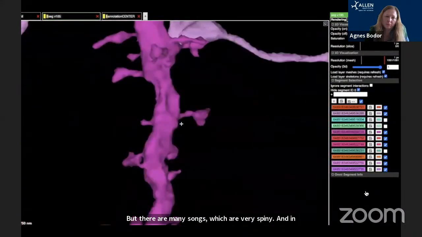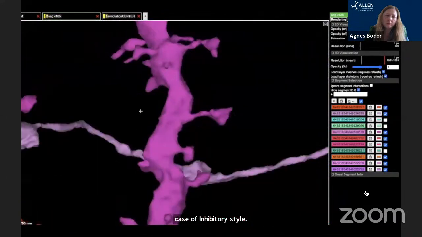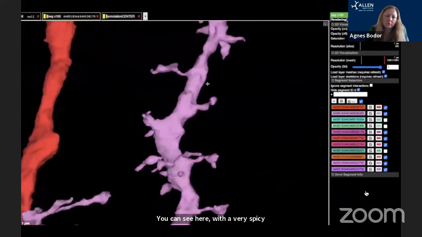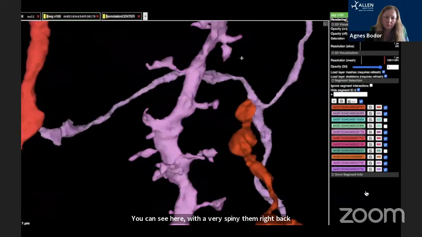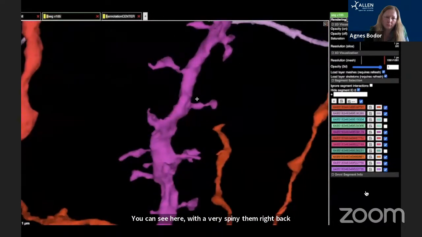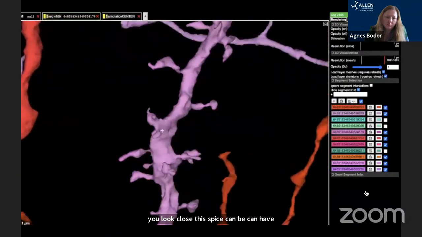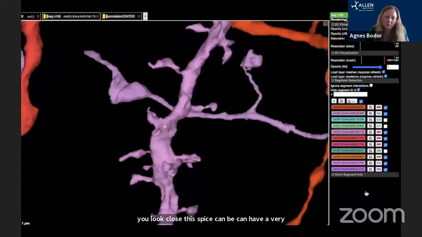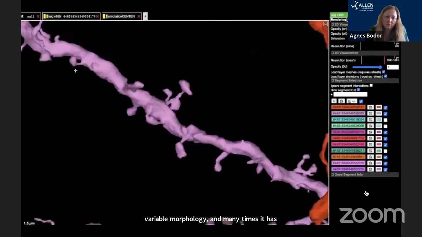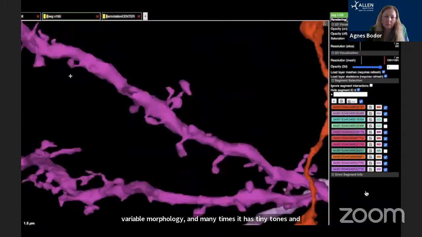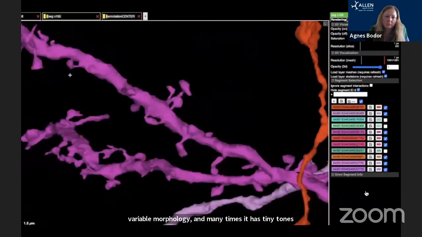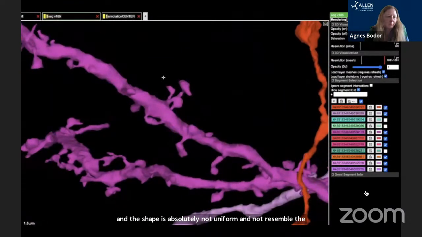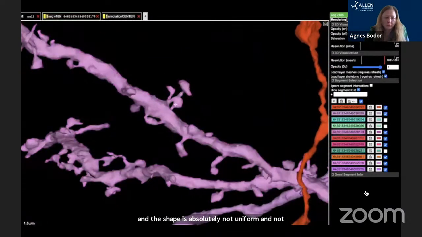But there are many inhibitory cells which are very spiny. You can see here a cell with a very spiny dendrite, but if you look close, these spines can have a very variable morphology, and many times they have tiny thorns, and the shape is absolutely not uniform and does not resemble the head and neck structure, as we saw in the case of the excitatory cell.